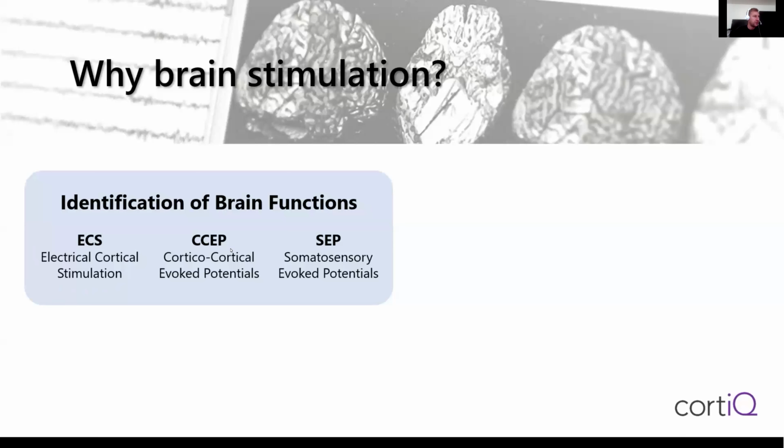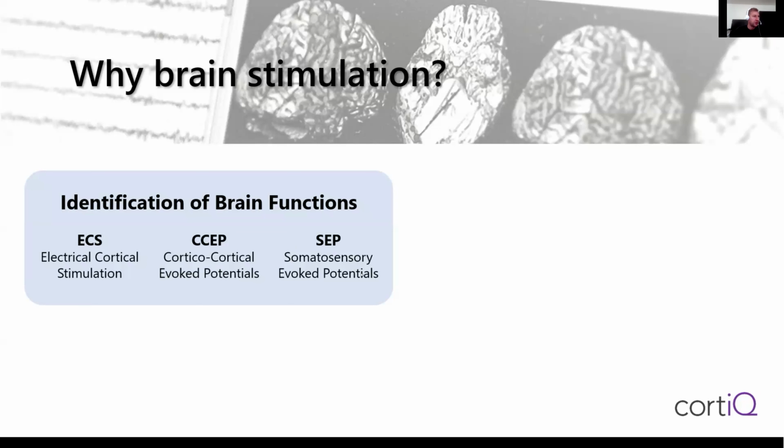On the other hand, we can also stimulate into the brain and measure evoked potentials. So when we stimulate with a single pulse, then we can measure on distant locations in the brain how the brain reacts to that electrical stimulation pulse. This is called cortically evoked potential. And here we can see how different areas in the brain are connected with the stimulation region.